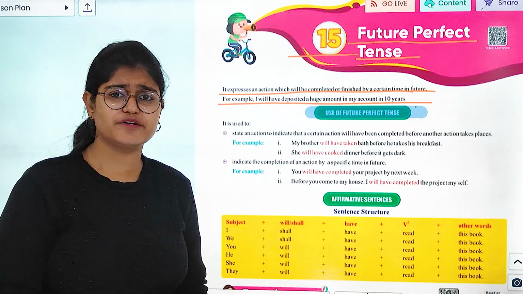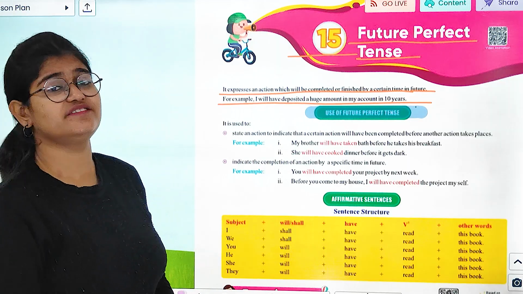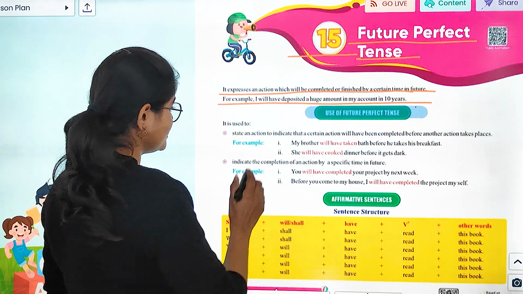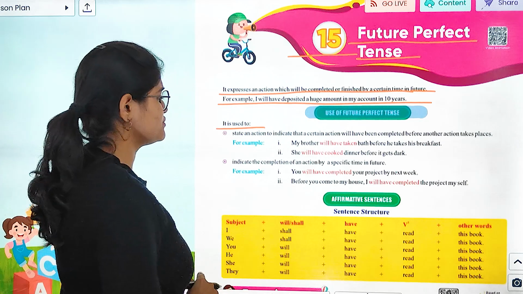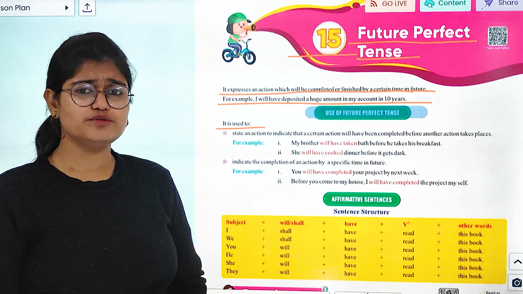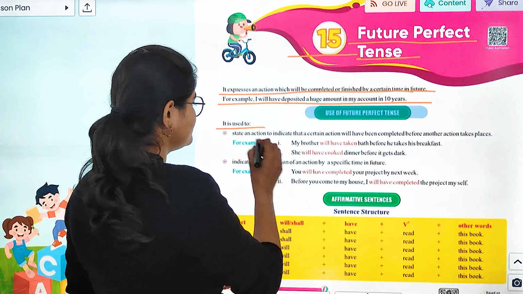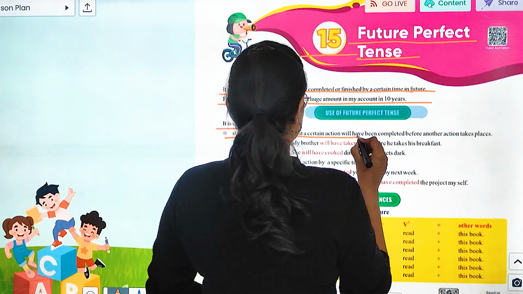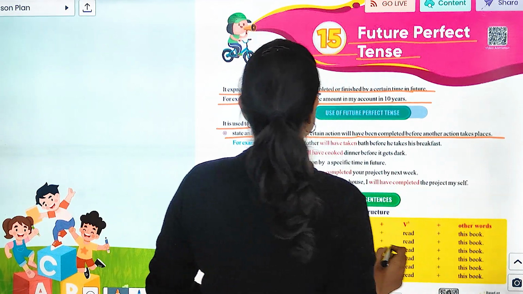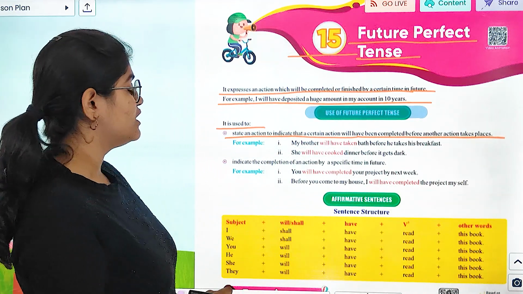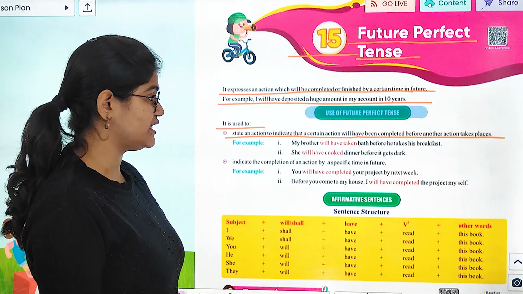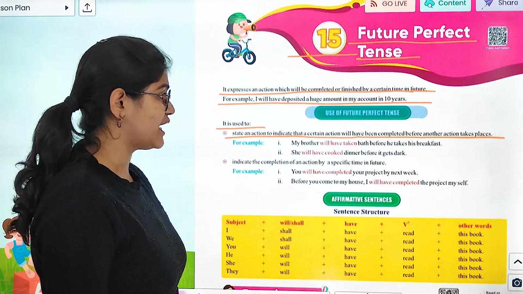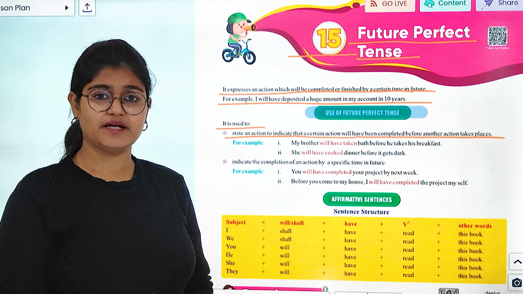कि हम future perfect tense को कैसे use कर सकते हैं. So let's see. It is used to. तो ये use किया जाता है state an action to indicate that a certain action will have been completed before another action takes place, right?